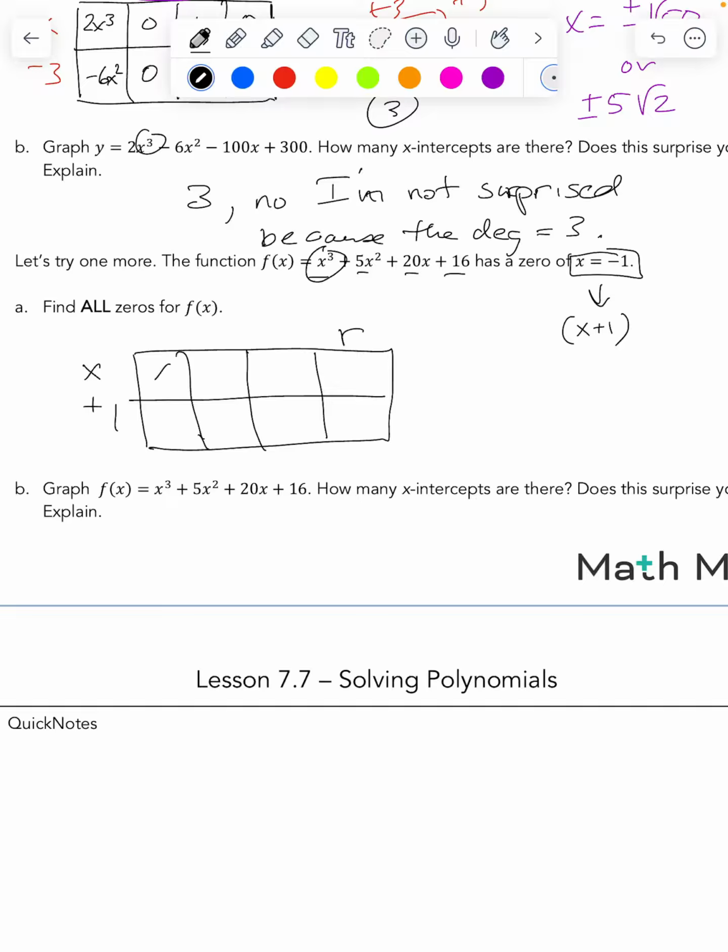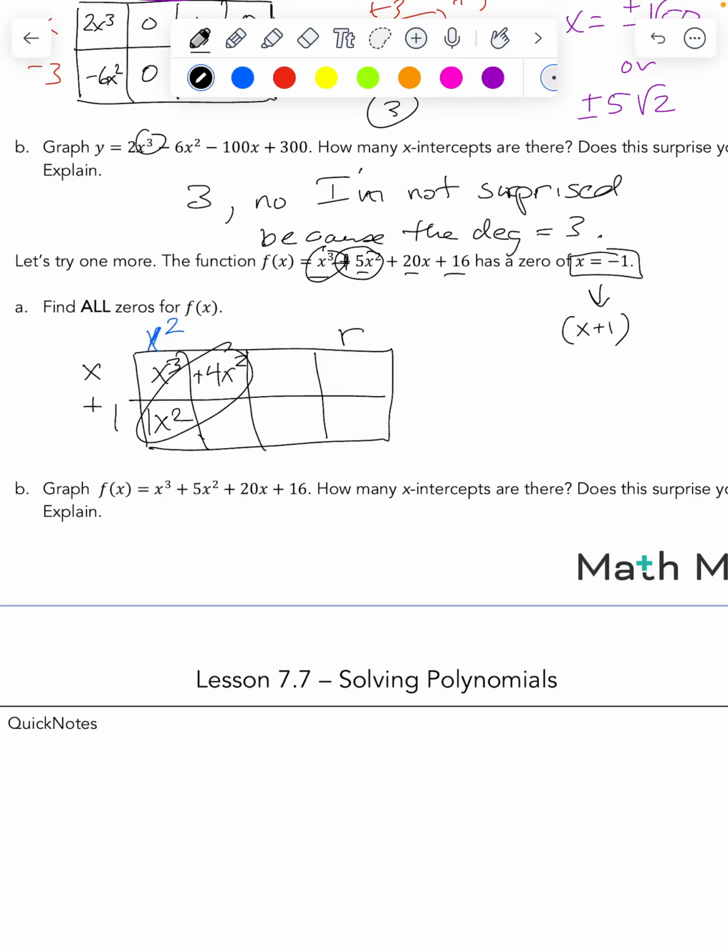And then this first term is going to be x cubed. So x times what gives you x cubed? Well, that's got to be x squared. So when I multiply 1 times x squared, I get x squared. But I need 5 of them total, positive 5 of them. So I'm going to put a plus 4x squared to give me 5 total.